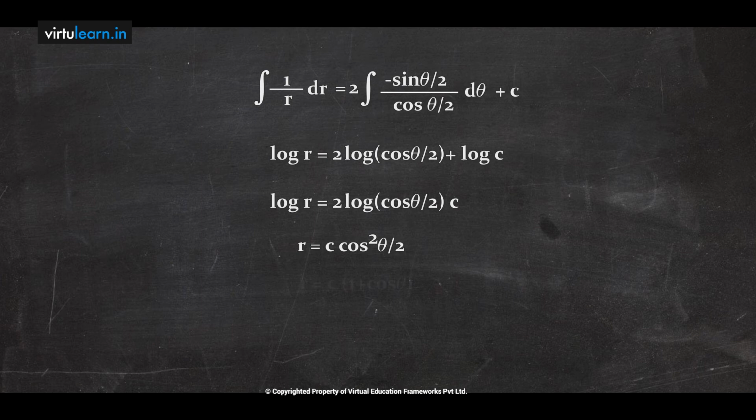This can be written as r equal to c into 1 plus cos theta also. This is equivalent to this equation. Otherwise, you can stop here, r equal to c into cos square theta by 2, which is the orthogonal trajectory of r equal to a into 1 minus cos theta.